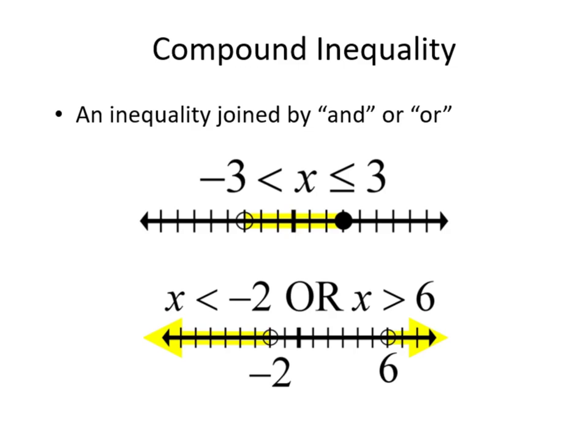In this video, you will learn about graphing compound inequalities, and specifically compound "and" inequalities. Generally, compound inequalities are defined as an inequality joined by "and" or "or". Below are two examples. The first one is what we would consider an "and" inequality, which we'll talk about in this video, and the second one is considered an "or" inequality, which we'll talk about tomorrow.